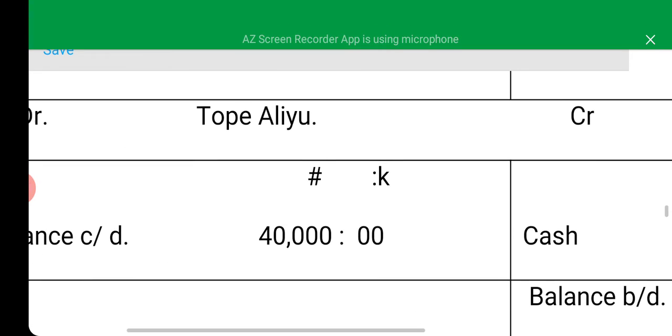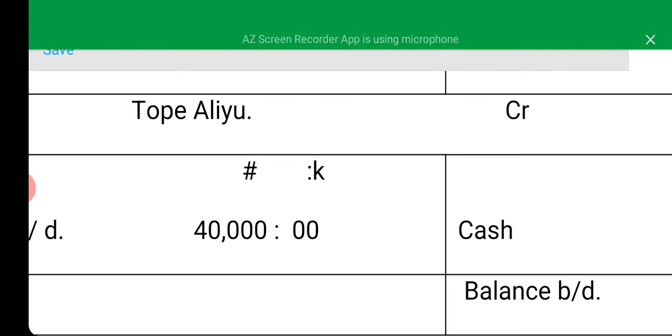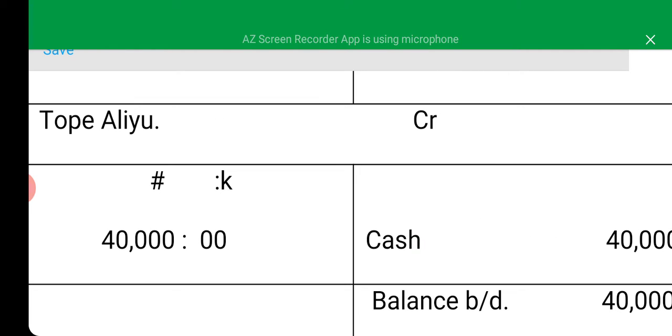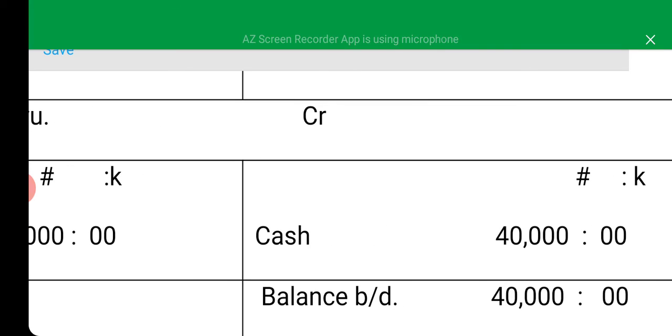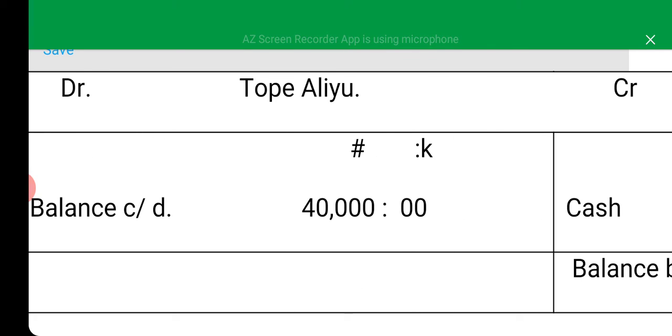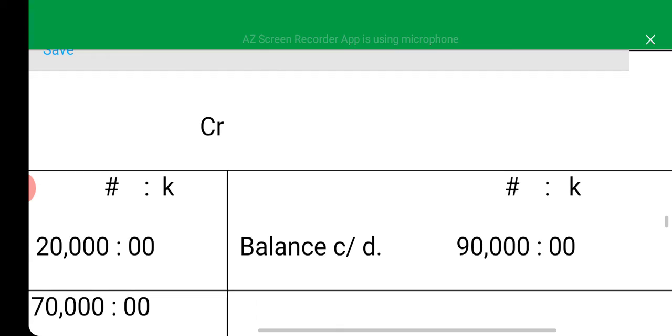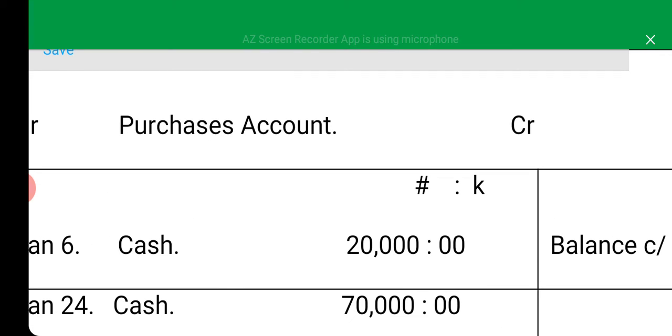Then the next item in the debit side of the cash book is Tope Aliu. I said earlier in the first period that when Tope Aliu's account is open, it's going to be credited, being an amount that goes out. So cash 40,000. Then we have the balance carried down in the debit side and the balance brought down in the credit side as well. That is for all the items in the debit side.